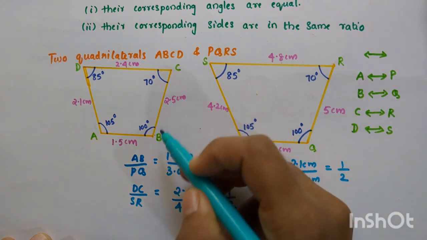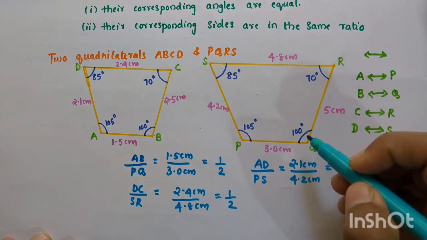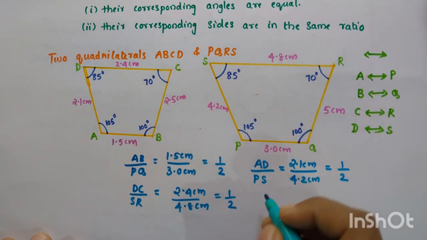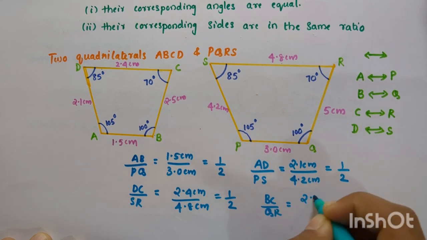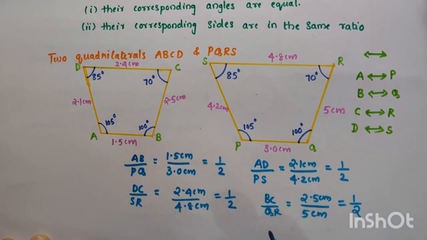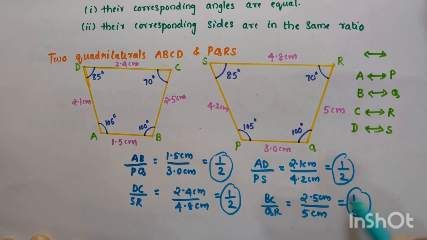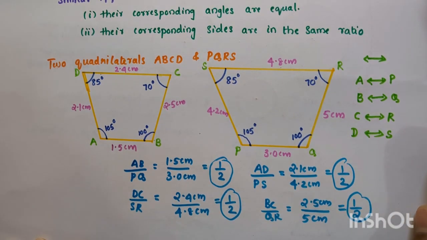Similarly, corresponding to this side BC of the first quadrilateral, here we have this side QR. So when you take the ratio of these two corresponding sides, that is BC divided by QR, we will get 2.5 centimeters divided by 5 centimeters. When you solve this, you will get 1 by 2. So you see, all the corresponding sides are in the same ratio or same proportion. So the second condition is also satisfied.